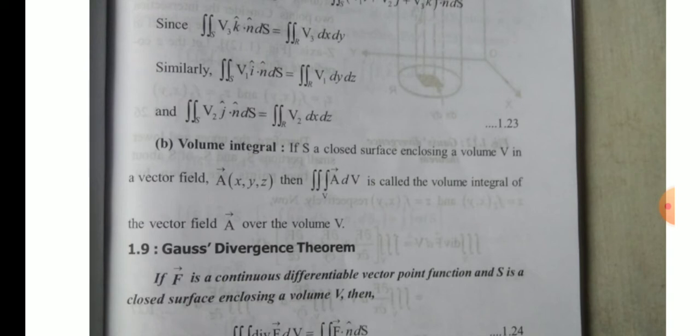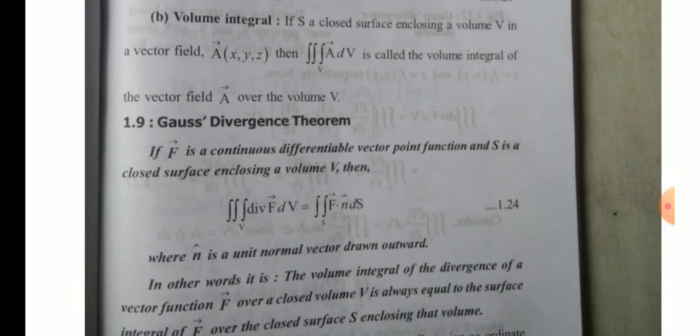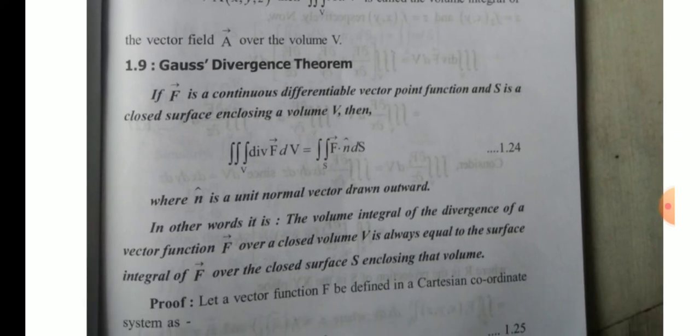Next, the Gauss divergence theorem. If F bar is a continuous differentiable vector point function and S is a closed surface enclosing the volume V, then the integral of the divergence of F bar dV is equal to the integral over S of F bar dot n cap dS, where n cap is the unit vector normal drawn outward. In other words, the volume integral of the divergence of the vector function F bar over a closed volume V is always equal to the surface integral of F bar over the closed surface S enclosing that volume.